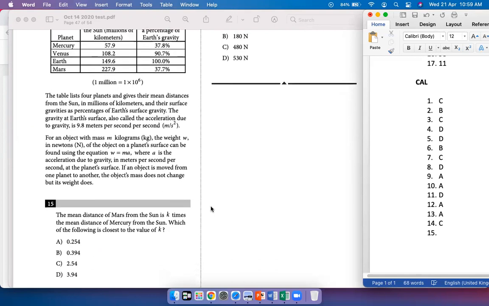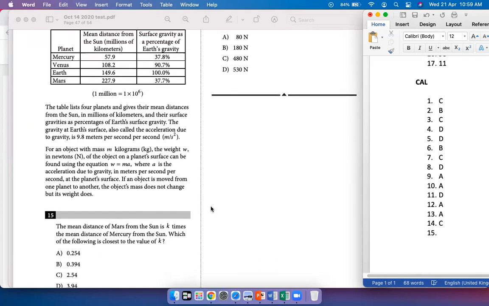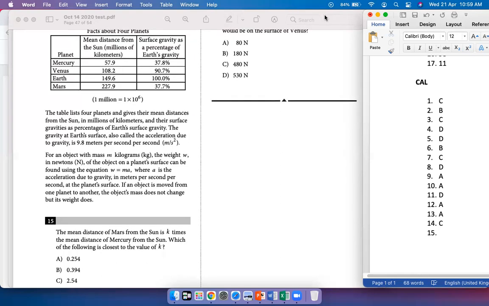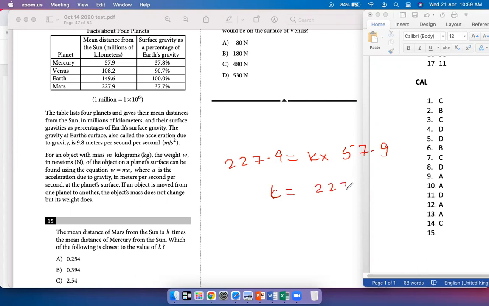The mean distance of Mars from the sun is k times the mean distance of Mercury from the sun. Which of the following is closest to the value of k? Okay, so I'm saying that the mean distance of Mars from the sun, which is 227.9, is k times the mean distance of Mercury from the sun, which is 57.9. So k is 227.9 divided by 57.9. That's what k is. So let's plug that in.